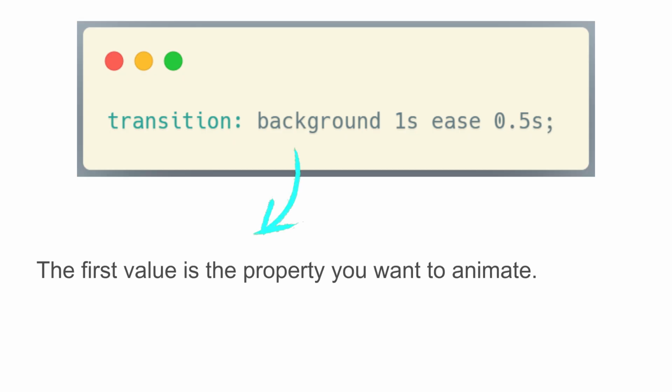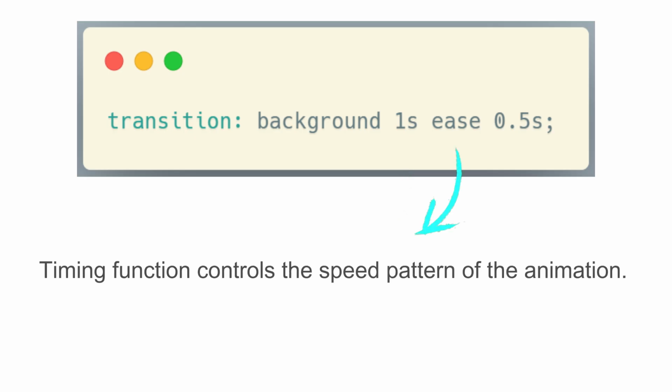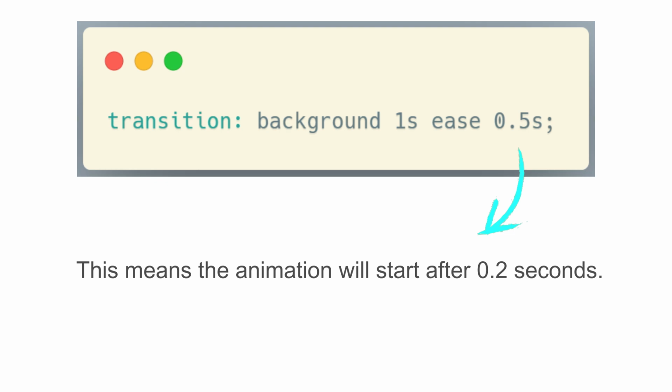The first value is the property you want to animate. Duration means how long the animation will take. Timing function controls the speed pattern of the animation. The delay means the animation will start after 0.2 seconds.